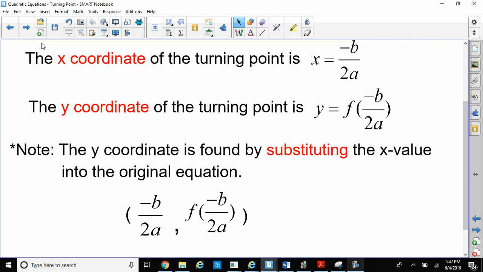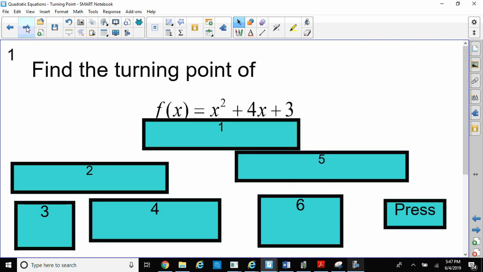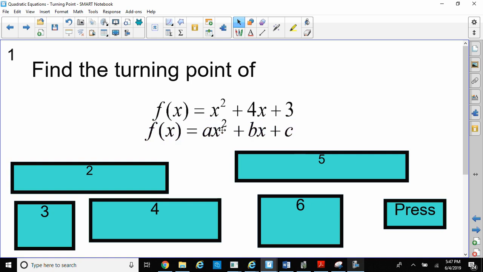So let's show you. It's not all that bad. I know it looks a little complicated, but it's not that bad. So find the turning point of this function here, f of x equals x squared plus 4x plus 3. First thing, as we mentioned in the other video, you need to find the x value, which is the axis of symmetry. So first thing we have to recognize is the letters a, b, and c, which is the x squared coefficient a, bx, which is the coefficient b, and c, the constant at the end.